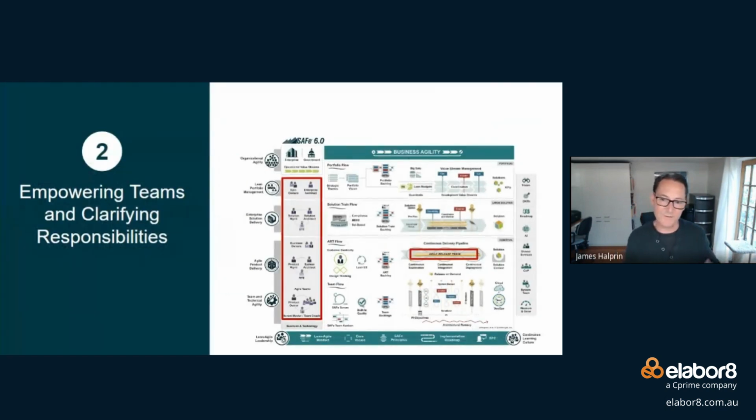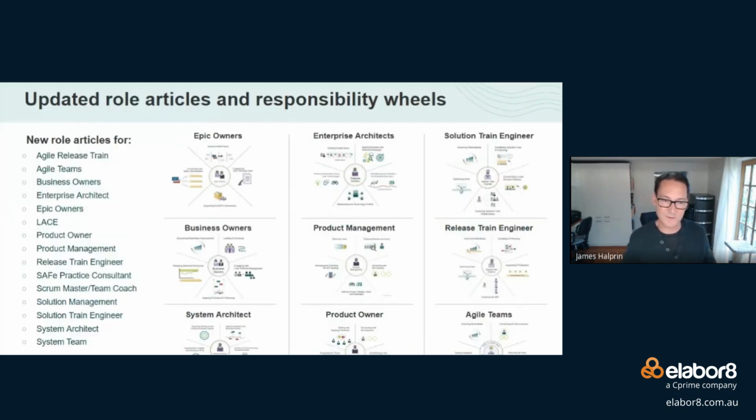And so that's a high-level overview of the first of the 6 themes that have changed in 6.0. Let's jump into number 2, which is about empowering teams and clarifying responsibilities. So as we were just talking about these responsibility wheels, this treatment has been done for all of the roles in the framework.